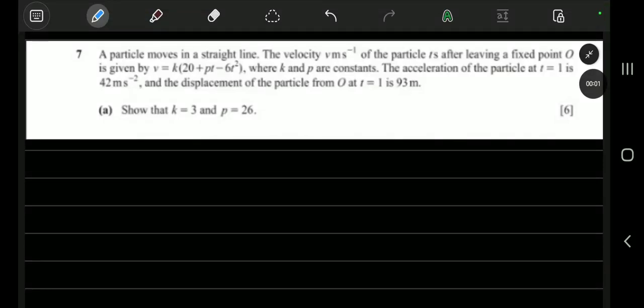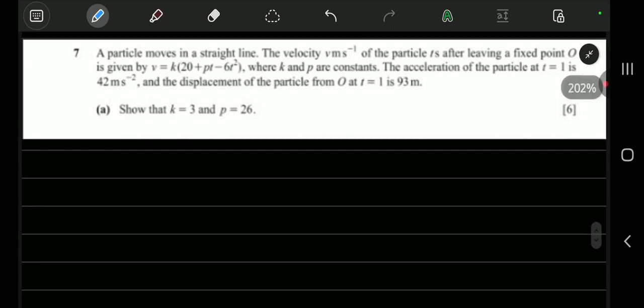Now our last question, question 7, says a particle moves in a straight line. The velocity v meters per second of the particle t seconds after leaving a fixed point is given by this equation: v equals k times (20 plus pt minus 6t squared), where k and p are constants. The acceleration of the particle at t equals 1 is 42 meters per second squared, and the displacement of the particle from O at t equals 1 is 93 meters. Show that k equals 3 and p equals 26.